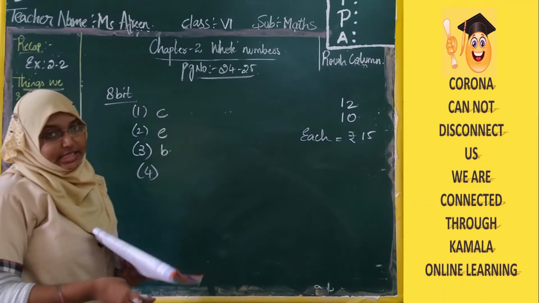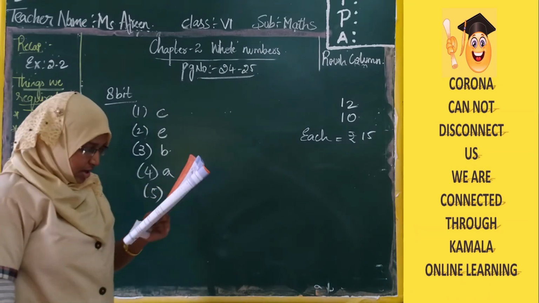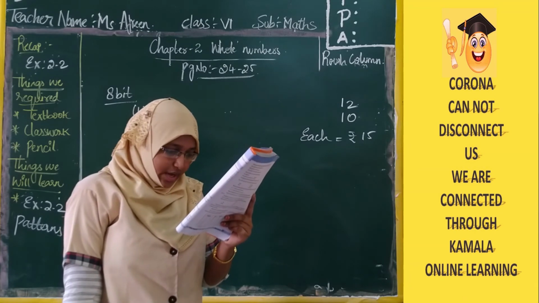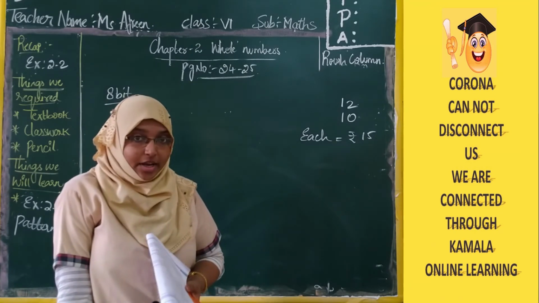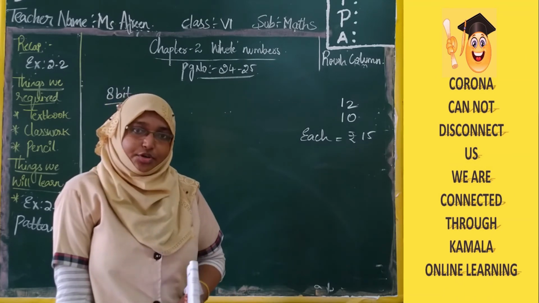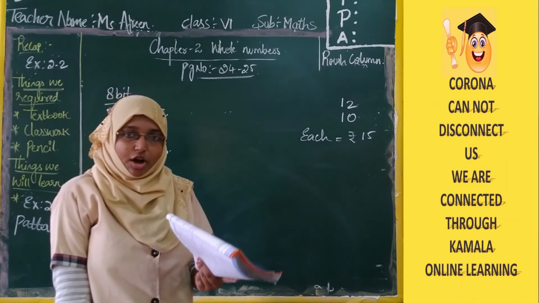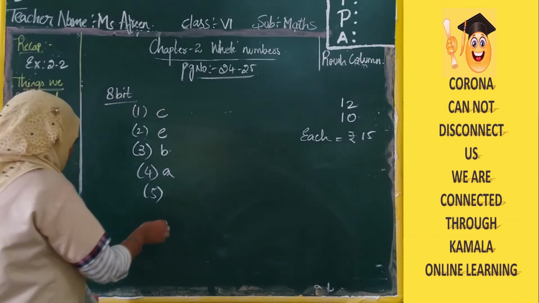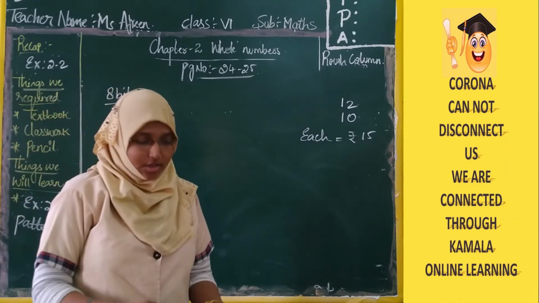Next, 4, the 0 is additive identity. And the last one, see what they have given: 879 into 100 plus 30 is equals to 879 into 100 plus 879 into 30. So 879 is the common number. So what we have is the distributive property, where A into B plus C is equals to AB plus AC. A is the common, B and C we will add up. So the last one is D, that is distributive property. So with this we have done with our exercise 2.2.